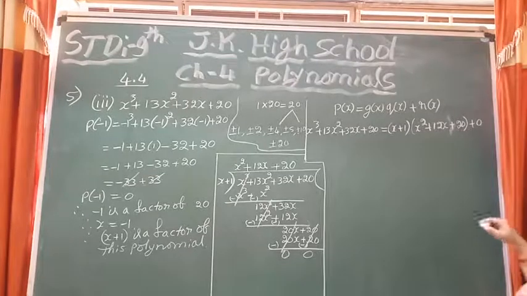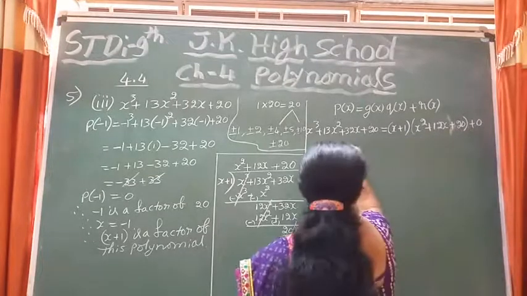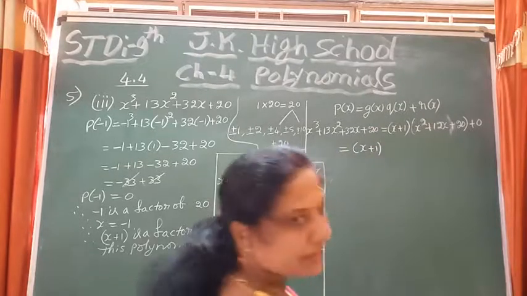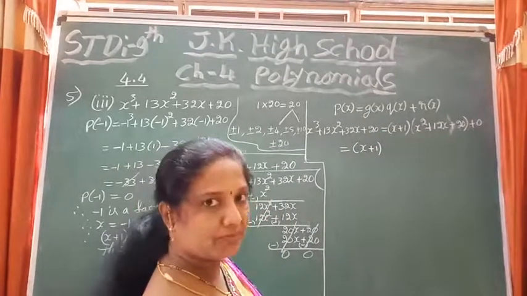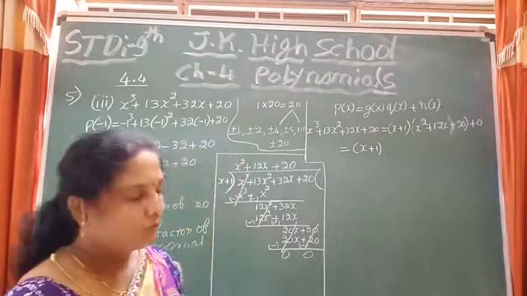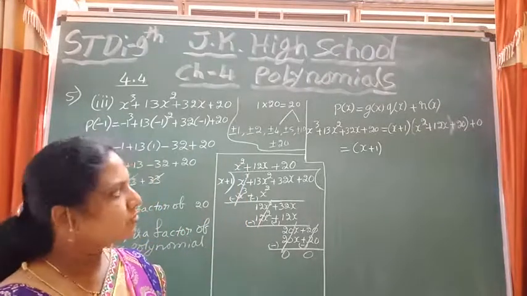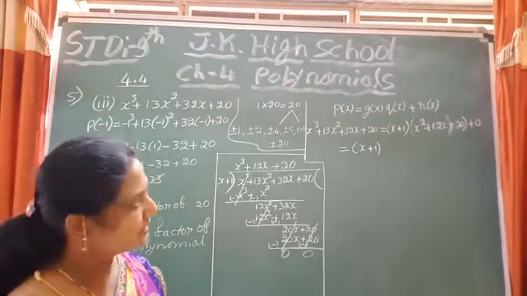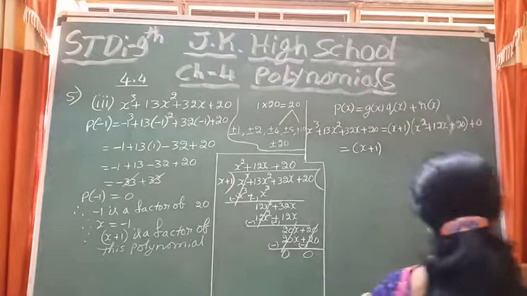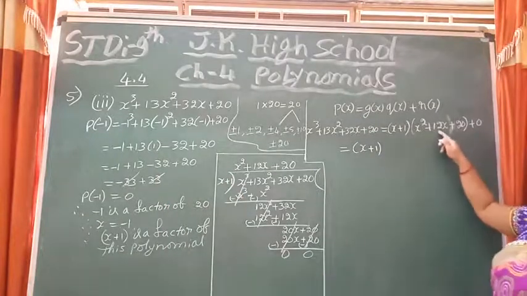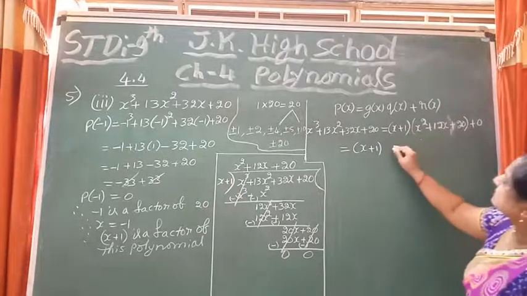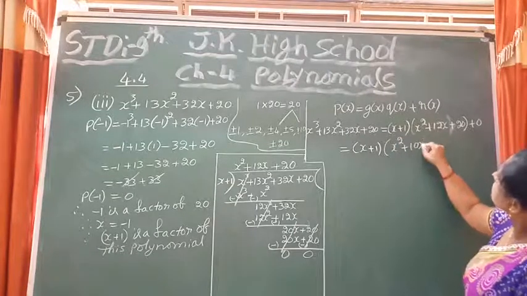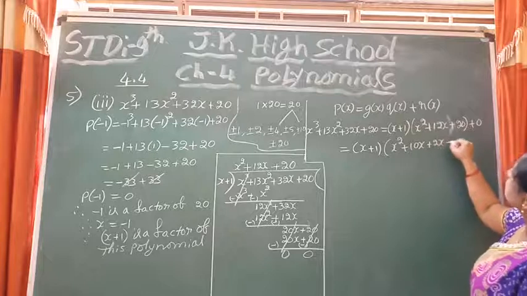Now we know one of the factors, x plus 1, for this polynomial. The quadratic you factorize using the splitting method. You can split the middle term in this manner: 10 2s are 20, 10 plus 2 is 12. I can split this middle term as x square plus 10x plus 2x plus 20.